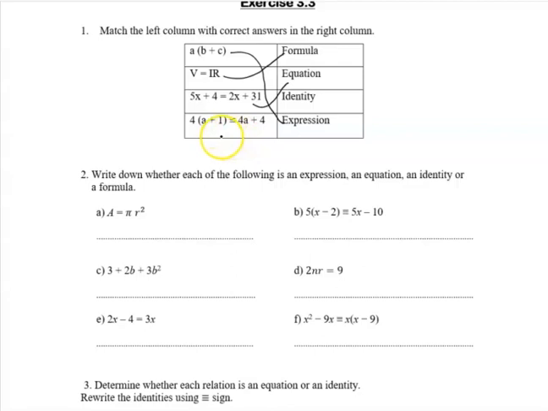Now the next one. When you see the 3 lines, it automatically means identity. As when you expand the brackets, you're going to get 4a plus 4. So both sides are identical. So you join up the 2. Now the next one says, write down whether each of the following is an expression, an equation, an identity, or a formula. Now the first one, we have an equal sign, 3 variables, we know it's going to be a formula.